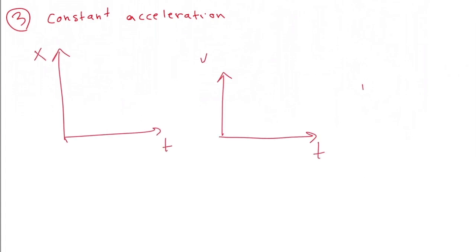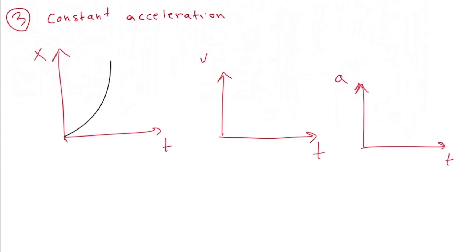Now, the third situation is if we have constant acceleration. In this situation, the velocity is increasing over time constantly. For xt, we're going to have a curved line. The slope of this line is gradually increasing over time, meaning that the velocity is changing and increasing over time.